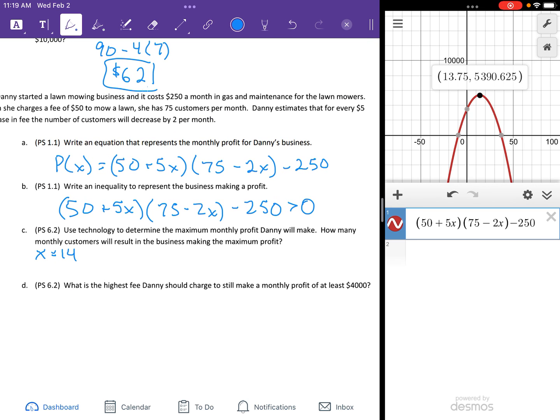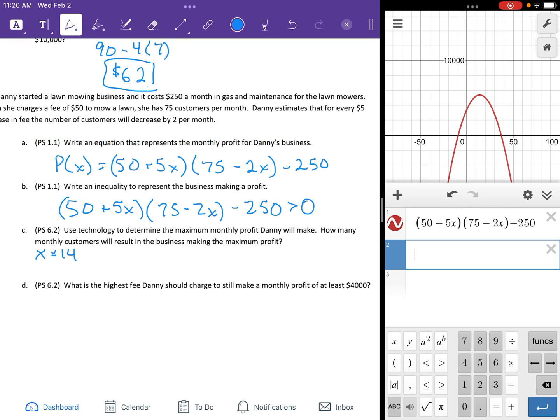So again, determine the monthly profit Danny will make. And then how many monthly customers will result in the business making the maximum profit. So now, unlike the last problem where we had to find the ticket price, we're using the money. Now we're using the people. Okay. So there's two things we've got to do again. We've got to put 14 into our equation to find the profit. And then we're going to use one of those parts to tell us what the customers were. Okay, so let's do the first one first. So we got 50 plus 5 times 14 gives us 120. That's the money.